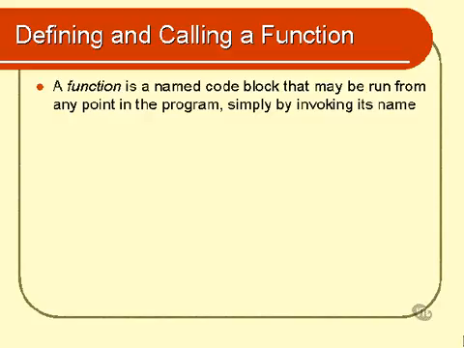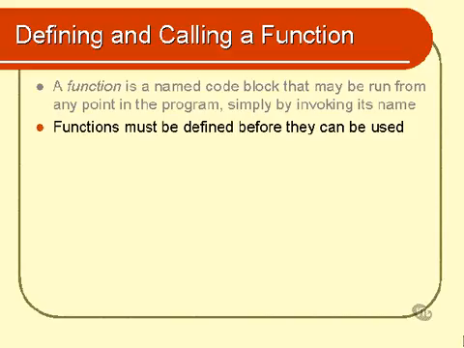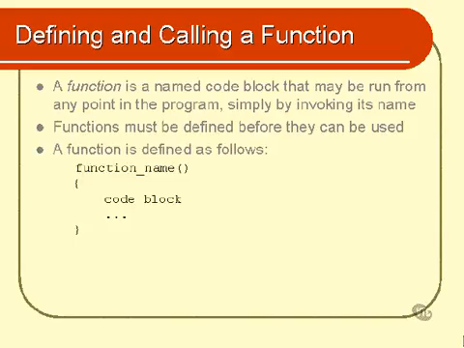And once you've created that code block with its name, you may run that code block at any point simply by invoking it by its name. Now that may not make any sense to you, so let's have a look at what it looks like. You must define a function before you can use it. That might sound obvious, but you have to have the definition of the function at a higher point in your shell script file than the actual calls to the function. So having said that, let's have a look at the definition of a function.